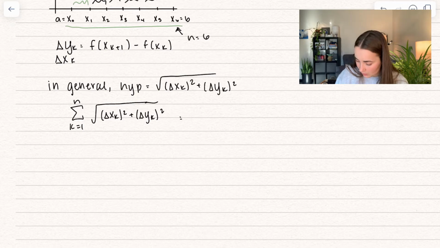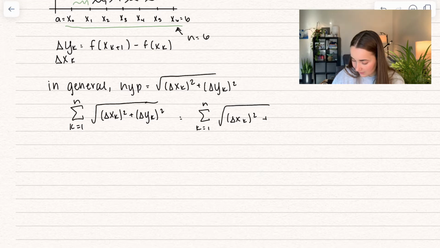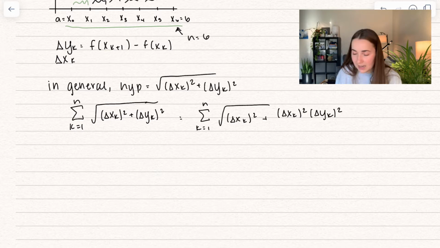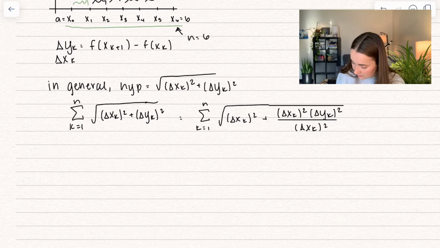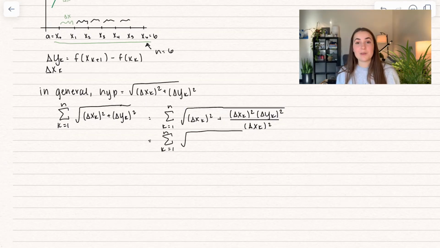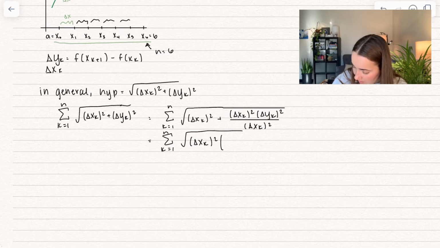So let's go ahead and rewrite this so that we can manipulate it a little bit. I'm going to leave the first one the same, so we have delta xk squared, but I'm going to multiply the delta yk squared by delta xk squared, right? But I can't just multiply by a magical number, so I have to also divide by it. The purpose of doing this is so we can factor out that delta xk squared out of both of them. So we're left with 1 plus delta yk squared divided by delta xk squared.